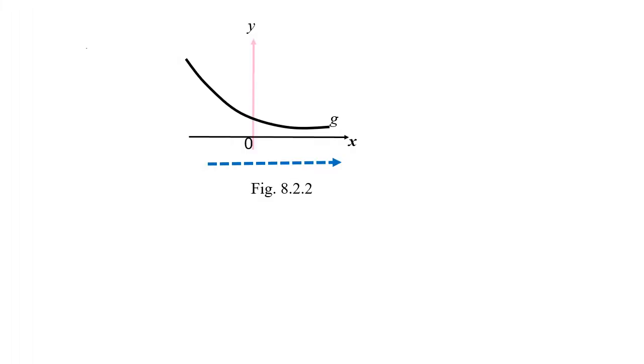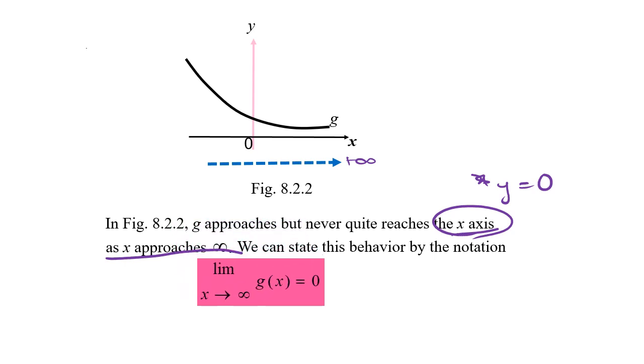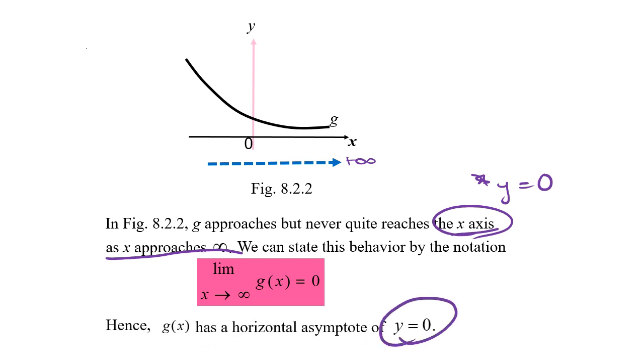For this graph, we can see that as x goes to the right side of the x-axis, it goes to positive infinity. So this function g approaches but never quite reaches the x-axis as x approaches infinity. What is the x-axis? It is when y equals 0. We can state this behavior with the limit notation: the limit of g(x) as x approaches infinity equals 0. Thus, g(x) has a horizontal asymptote at y equals 0.